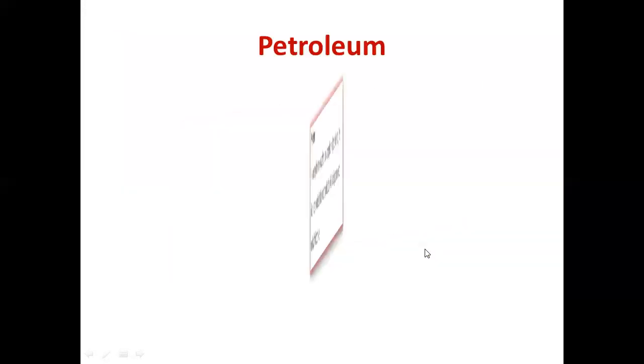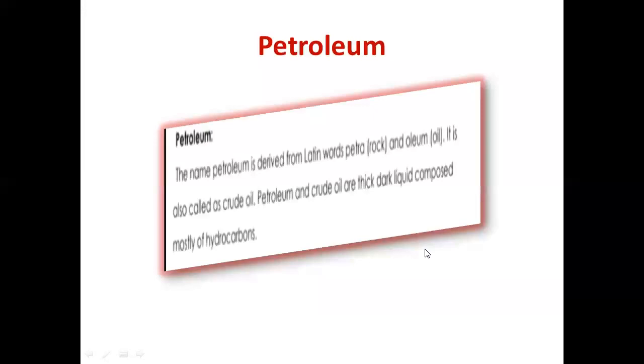Petroleum. What is petroleum? The name petroleum is derived from the Latin words petra, meaning rock, and oleum, meaning oil. So it is also called crude oil. Petroleum and crude oil are thick, dark liquids, and they are composed of many hydrocarbons. It means petroleum is made up of hydrocarbons, carbon and hydrogen containing compounds.